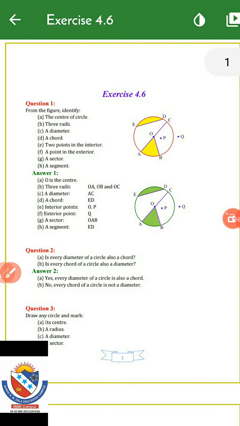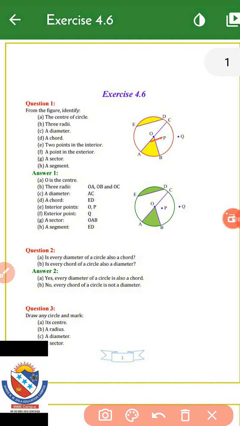Now the second question is to identify three radii. If you want to know the definition of radius, as I told you and explained in the lecture, a radius is a line segment whose one end point is the center and the other end point lies on the circle. So in this way the radii are OA, OB and OC. Starting from O, there are three line segments OA, OB and OC.